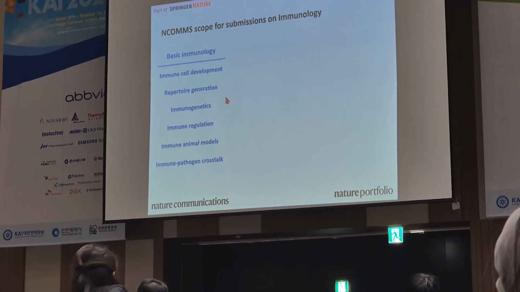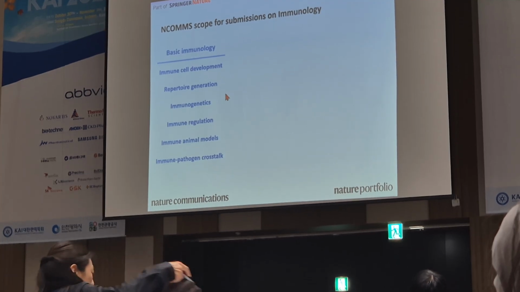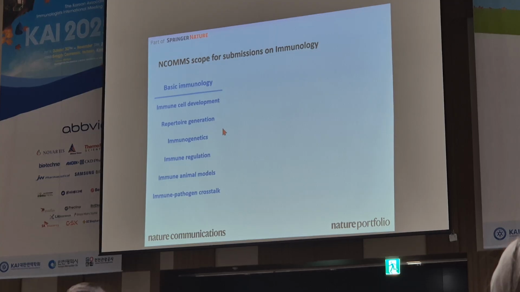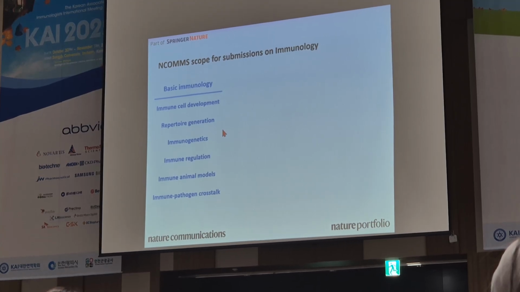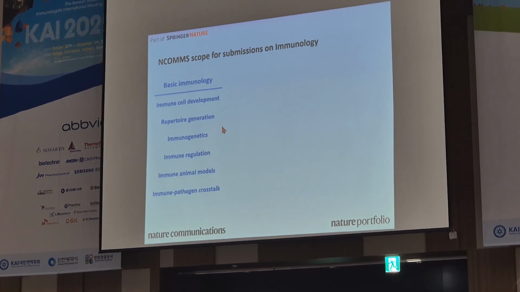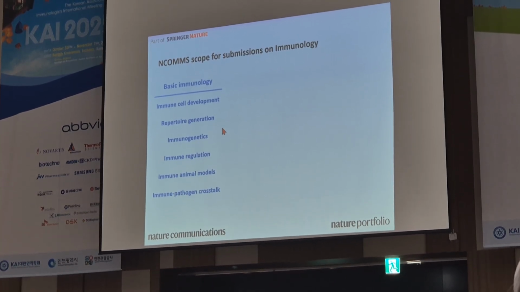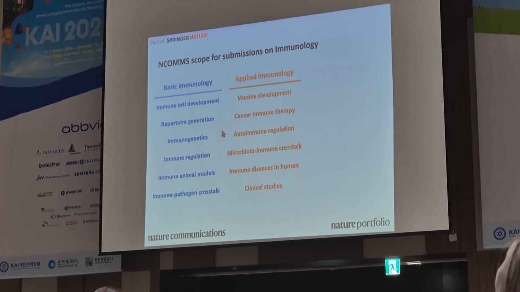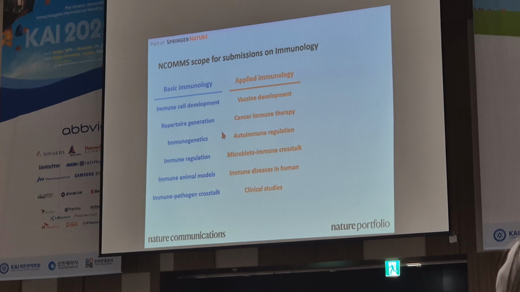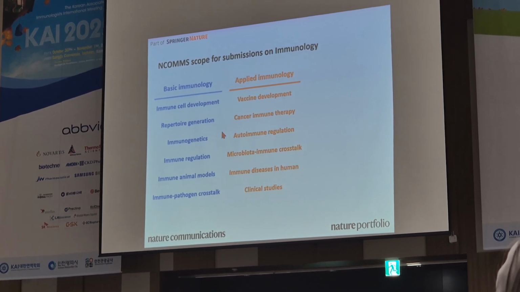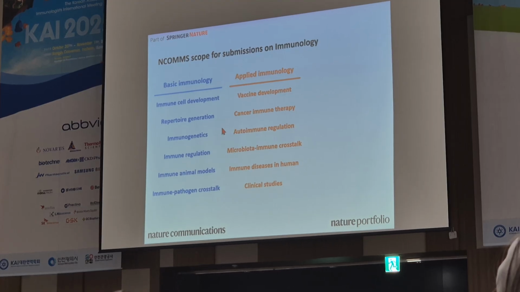Like I said, about scope, at Nature Communications we don't have a scope, we do everything. But even within my immunology team, just like Chris covered, we include basic immunology, such as immune cell development, animal models of immune pathogen control, or things more applied, such as vaccine development, immune diseases in human, and recently we've been expanding aggressively into clinical studies, including clinical trials.